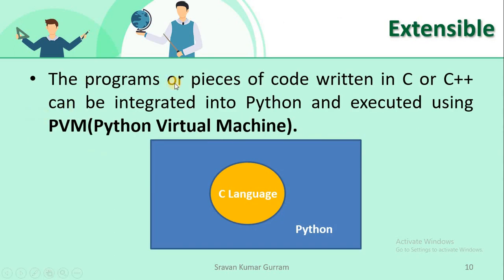The programs are pieces of code written in C or C++. Already we have some code which was developed by using C or C++. The developed C or C++ project or code, you can integrate it with your Python code or Python project and execute it with the help of the PVM, where PVM stands for Python Virtual Machine. PVM is responsible to execute the Python programs. This is the feature of extensible.